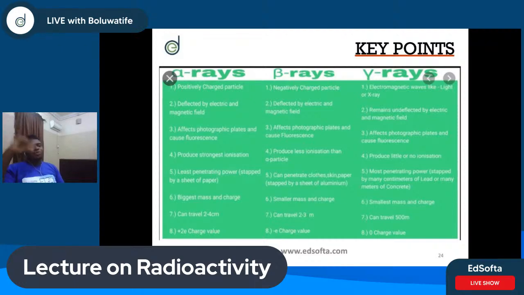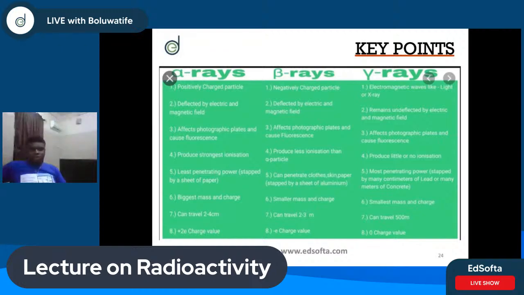So that means beta rays go towards the positive, while gamma rays are not really affected because they do not have a charge on them.